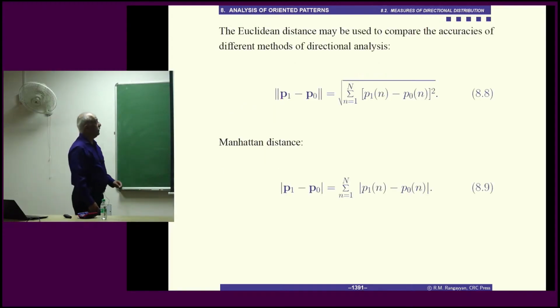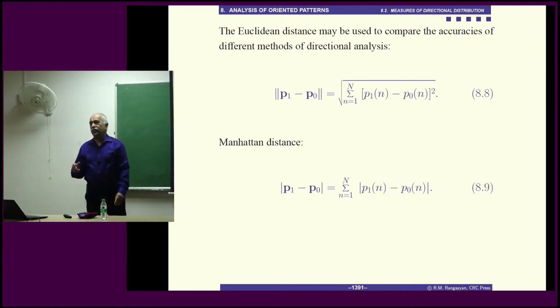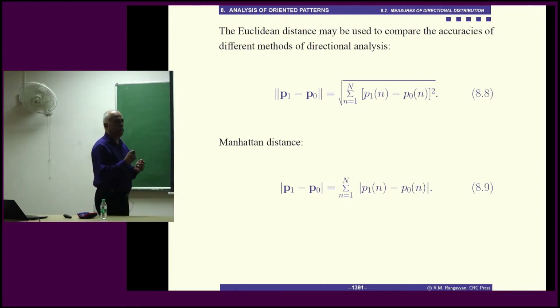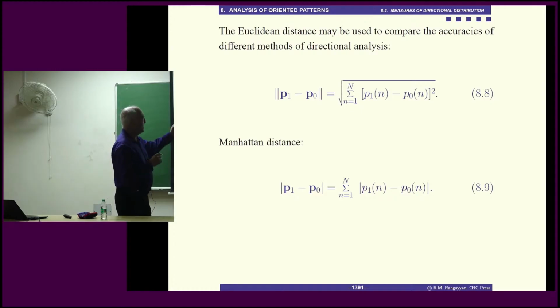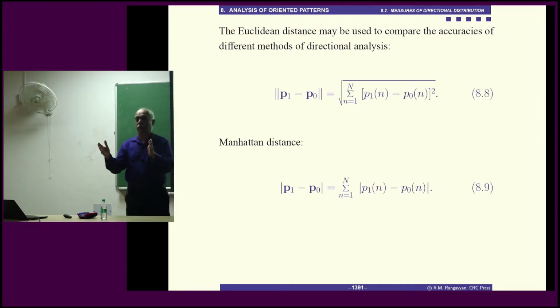You don't compare the images. You compare these vectors and take some distance between them. So you can take the distance P1 with reference to P0 as this Euclidean distance. Or the Manhattan distance is just taking the absolute value of the difference instead of squaring. So you're comparing vectors derived from the images now. But the vectors are made up of the angular distribution. Okay? Now this could be some standard reference, or it could be P1 minus P2, one image compared with another image.